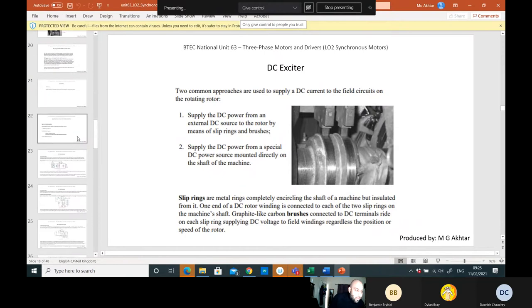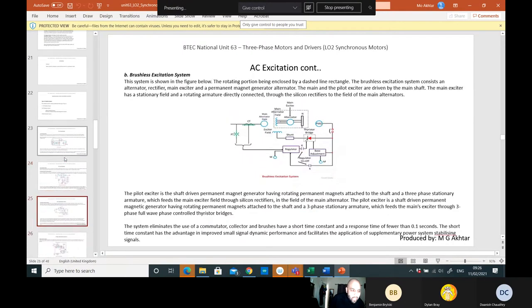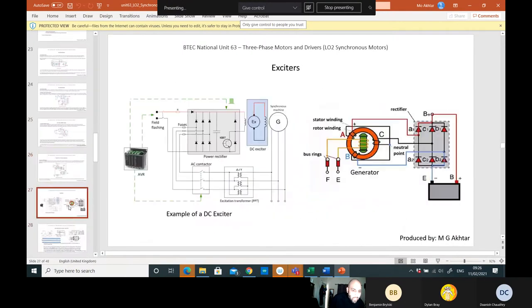Now, here I've given some examples of how they work. You won't understand the diagrams really well, so I'm just going to go through the very basics. I'm going to give you a different example. I've given you some really good examples here, so you just have to search for them. I've labeled things quite well, the DC excitation system.